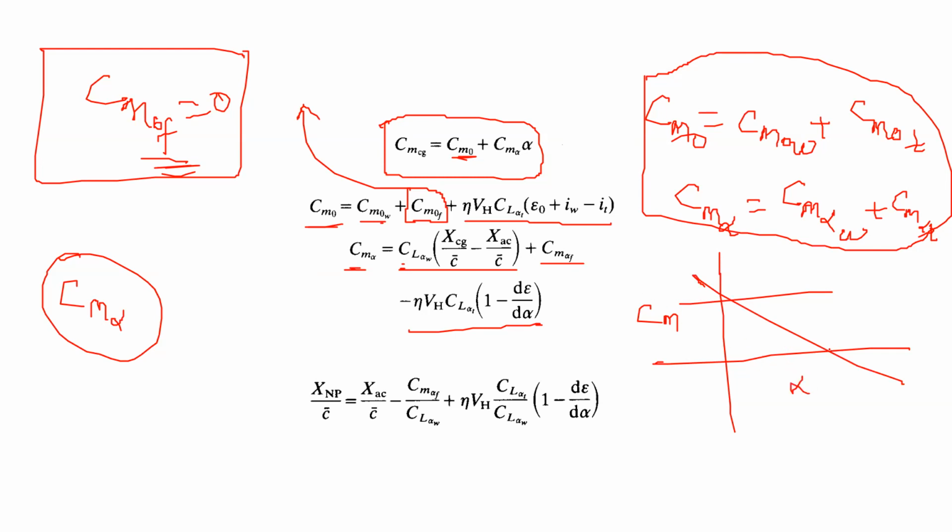And when you fly, you want to fly at this angle when CM is equal to 0. Overall CM is equal to 0. So you want to pitch the aircraft at a positive angle of attack. Okay, so that's for flying.